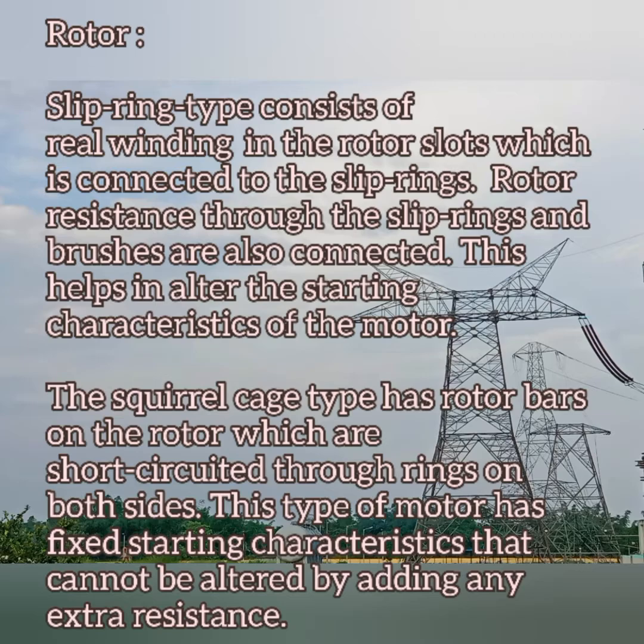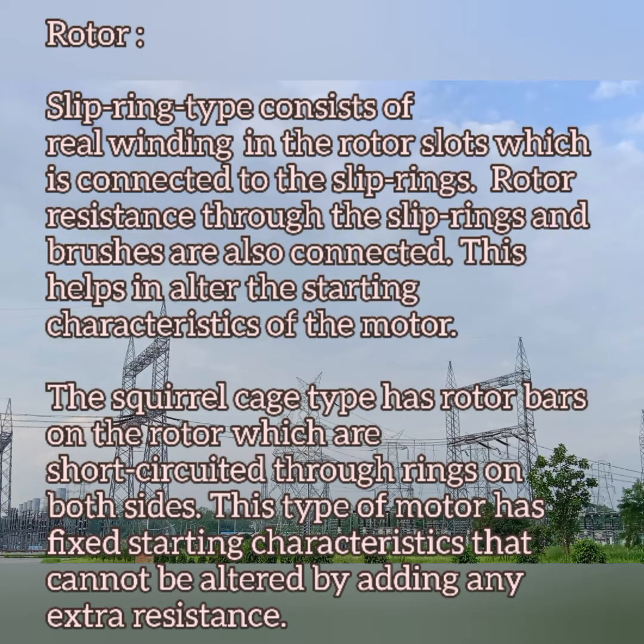The slip ring type consists of a wound winding in the slots, which is connected to the slip rings. The rotor resistance is connected through the slip rings and brushes. This helps in the alternate starting of the motor. Then the squirrel cage type also has rotor bars on the rotor, which are short circuited through a ring on both sides. So this type of motor has fixed starting characteristics that cannot be altered by adding any extra resistors.